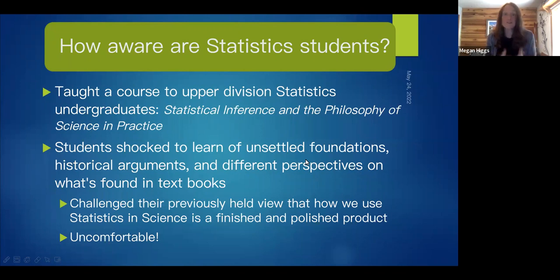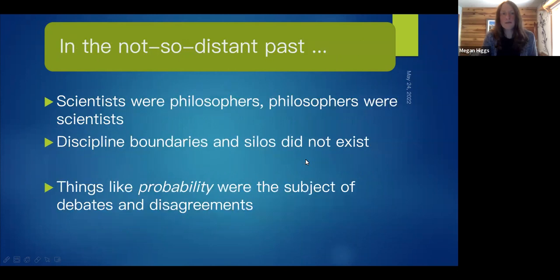So I'm not saying we shouldn't use what's in the textbooks, but it's that awareness of the limitations and where it came from. In the not so distant past, scientists were philosophers, and philosophers were scientists. We didn't have the discipline boundaries and silos that we have now. That creates a very different environment from what we're operating in now. And things like probability were the subject of debates and disagreements.